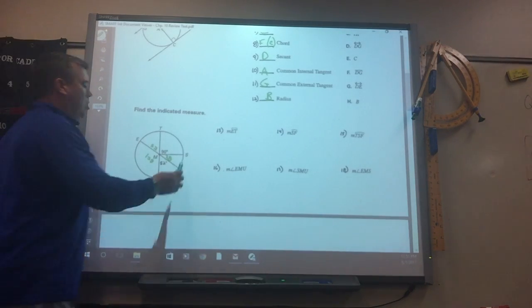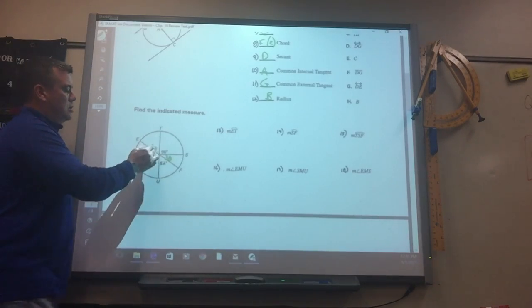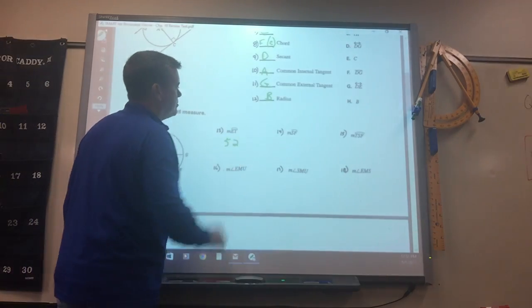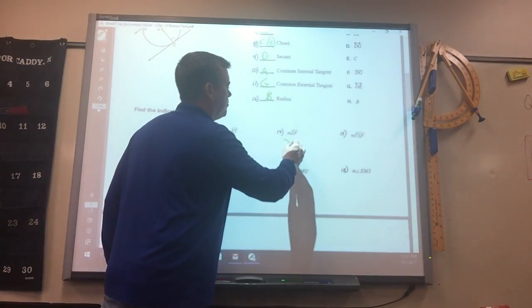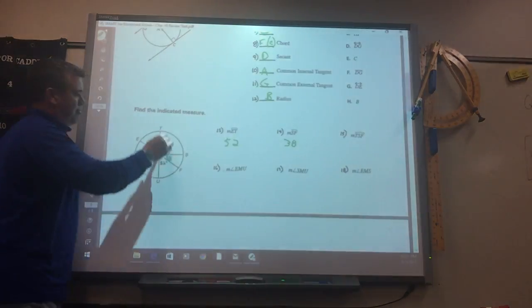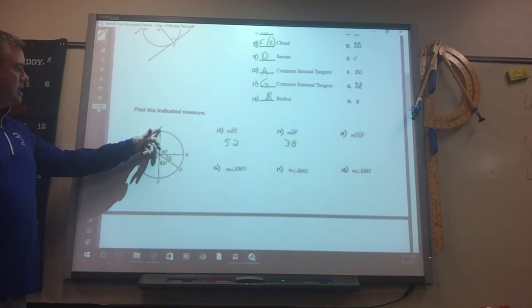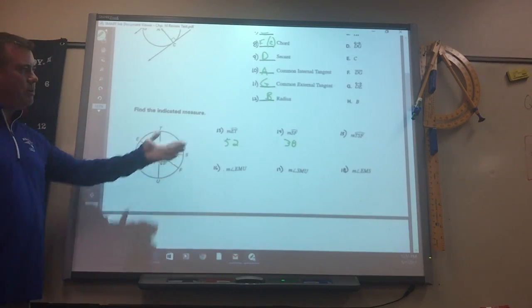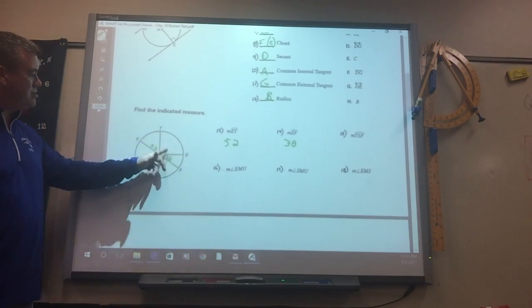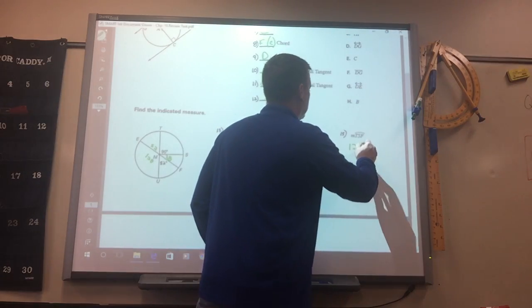So, arc ET, remember 2 letters is the shortest route, so that'd be 52. Arc SF, 38. TSF. Now this is technically kind of an error, because when you have 3 letters, it's supposed to be a major arc. But anyway, you do what they tell you. TSF is these two together, 128. Good job, Brady.